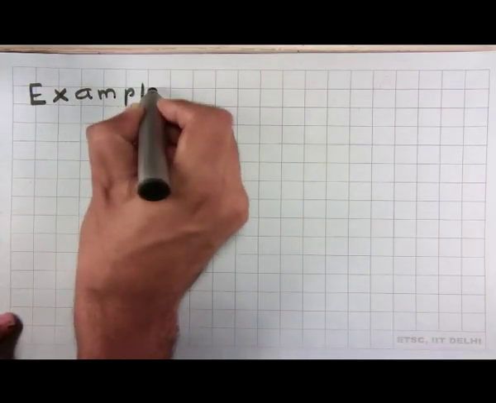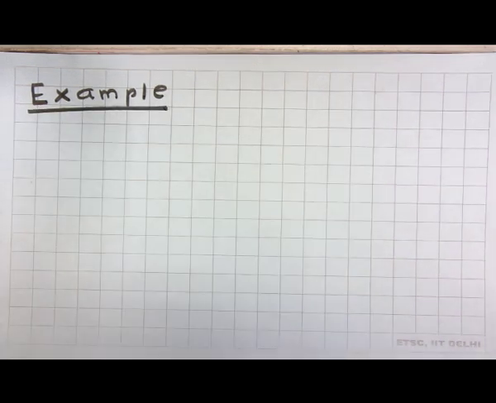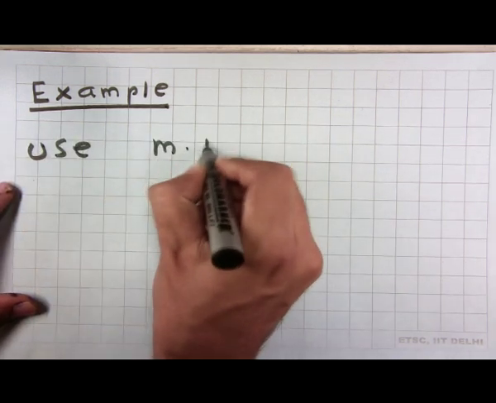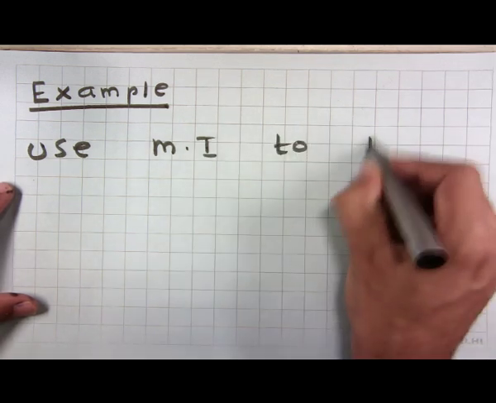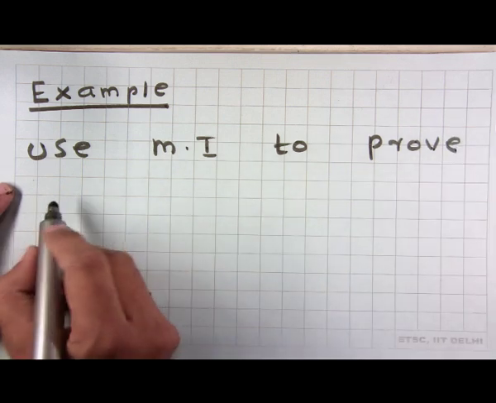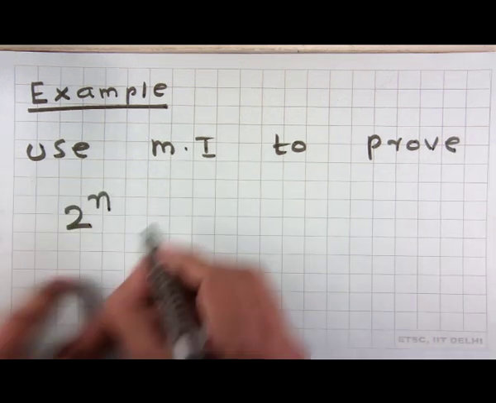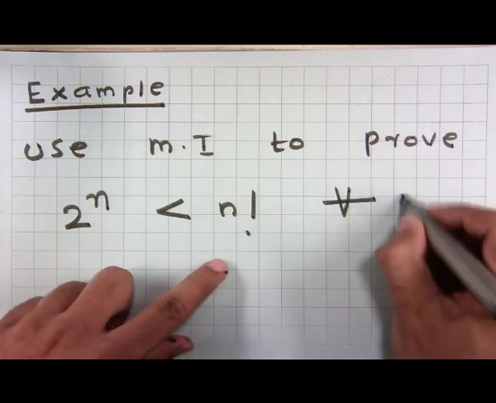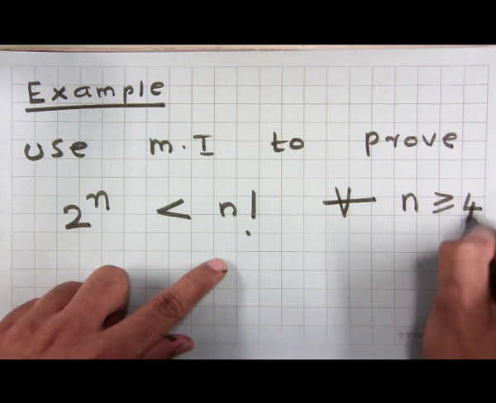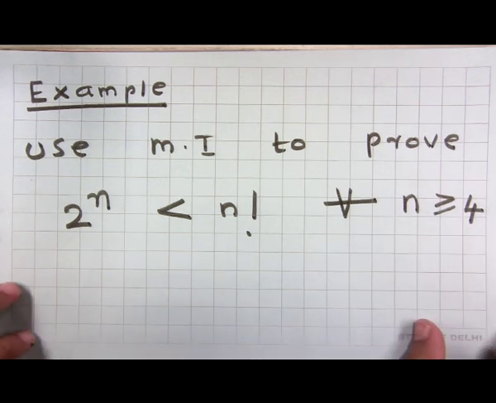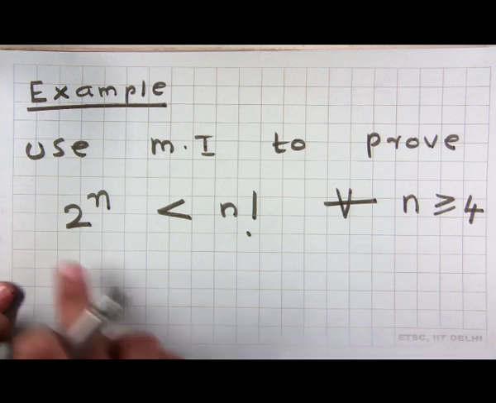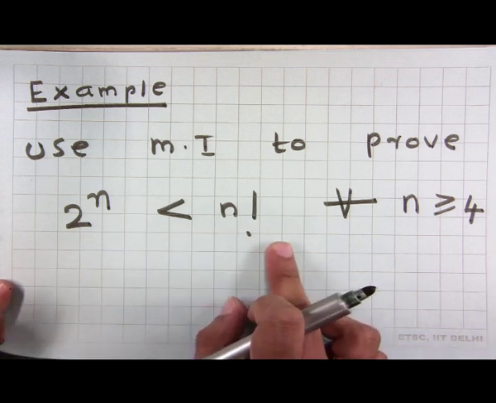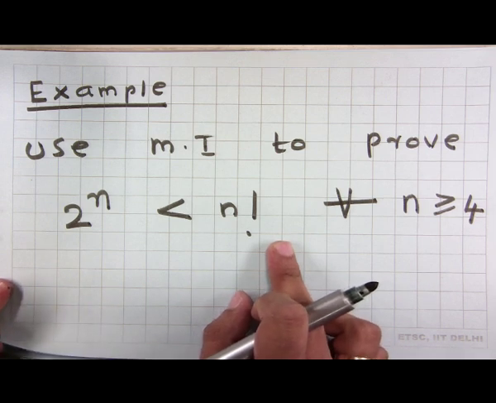Let us continue with examples, but now some inequalities. Use mathematical induction to prove that 2 power n is less than n factorial for every n greater than or equal to 4. First, I would like you to note that the given inequality 2 power n less than n factorial is not valid for n equal to 1, 2 and 3.